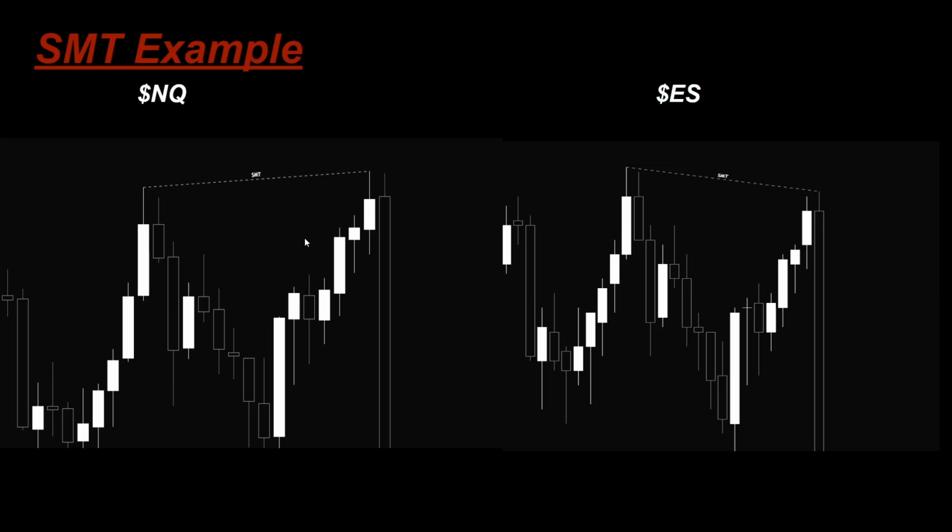For those who are new, I'll repeat it one more time. NQ took the high before ES did. So they created an SMT with both the correlating assets.